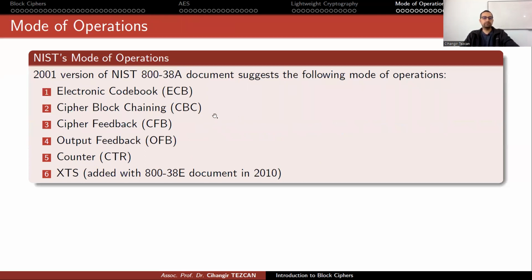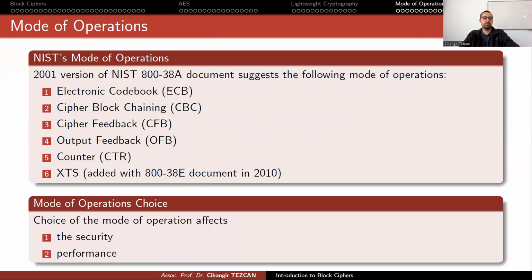So NIST has a document, the 2001 version of this document. We have 5 modes like this, and the 6th one was added as an appendix in this document, okay, in 2010. This is because it is an IEEE standard for full disk encryption, so NIST also added it. So you can say that there are 6 modes, and the first one is electronic codebook. Again, it appears in the NIST document, so people think that this is secure, but NIST is just showing how it works. So you should avoid ECB all the time. So the question arises then, which mode of operation should I choose? The answer depends on the security and performance, okay?